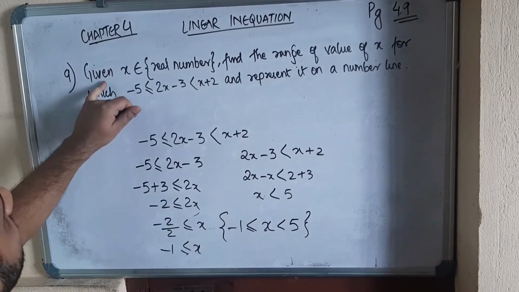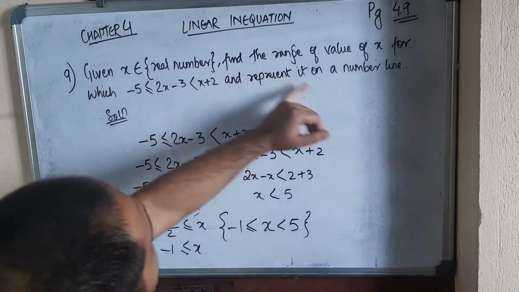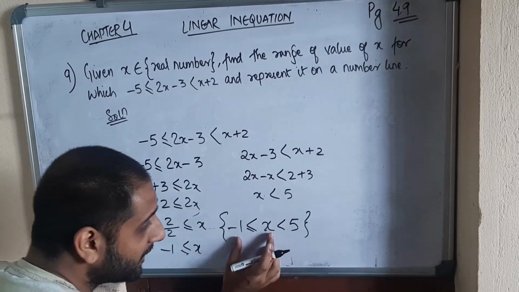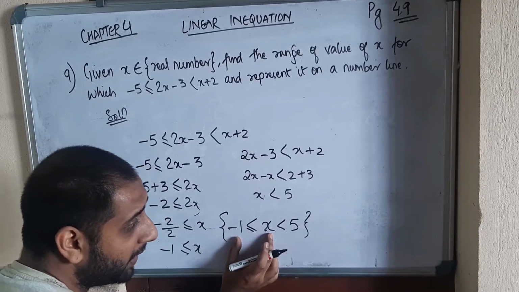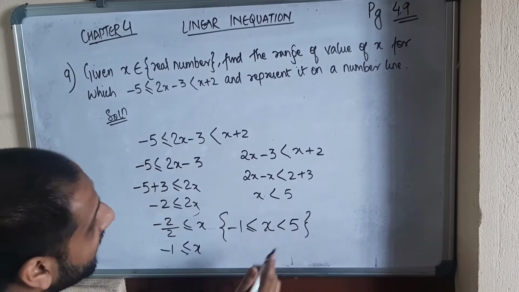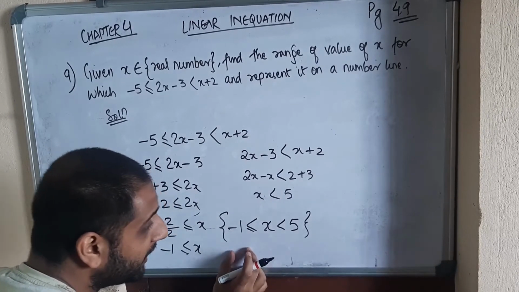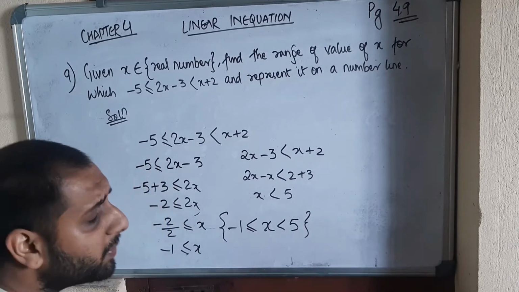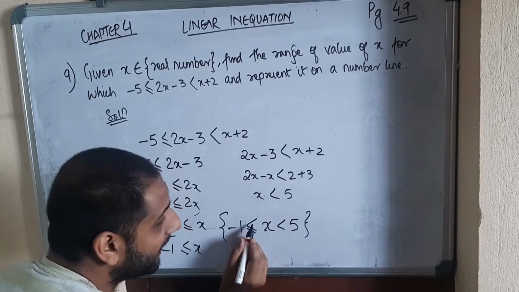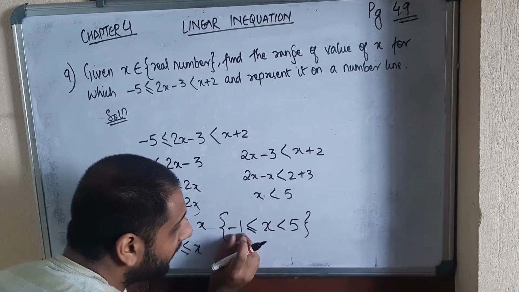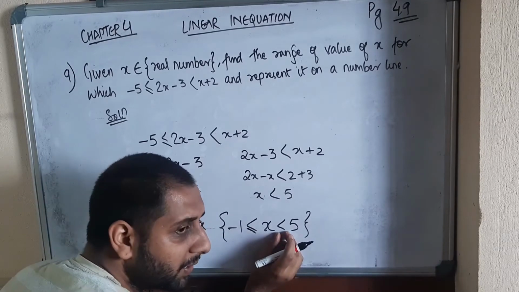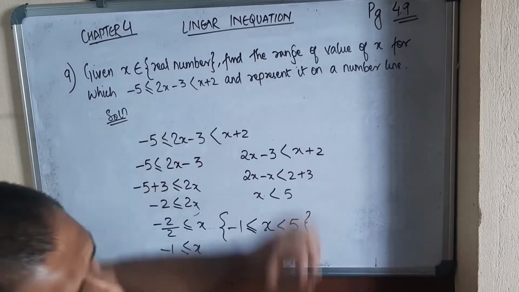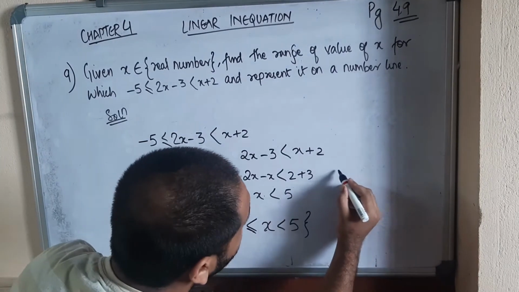Now the question says, given x is an element of real numbers, find the range of values of x and represent it on a number line. So the range of values is x is greater than or equal to minus 1 and x is less than 5. This means you'll have numbers from minus 1, 0, 1, 2, 3, 4. You must remember, whenever there is an is equals to sign with less than or greater than, you have to take the number into account. Here you do not have the is equals to sign, so you must not take this number into account. Now I have to represent it on a number line. See, the number line is this.